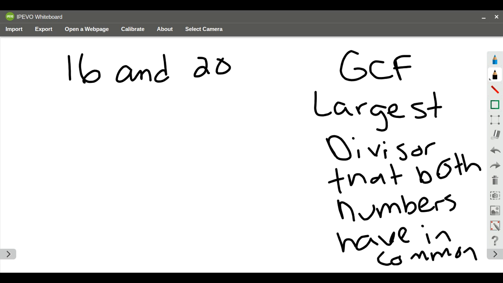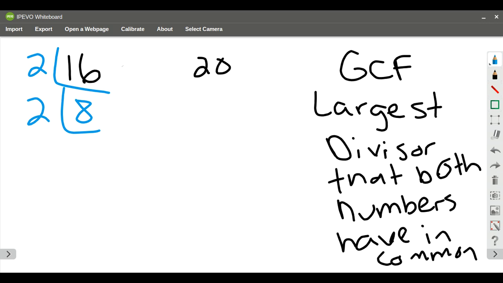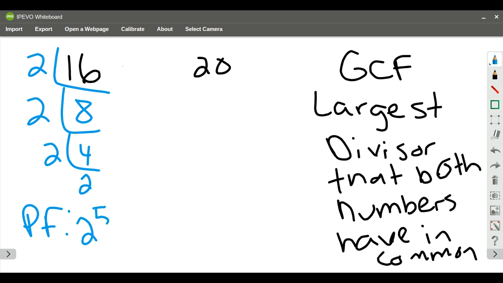So the first thing that we need to do is find the prime factorizations for 16 and 20. Let me just erase so I have room to work. When I start by looking at 16, I'm going to start with 2 because that's a prime factor. Then I get 8. 8 divided by 2 is going to be 4, divide out, I get 2. 4 divided by 2 is going to be 2. So my prime factorization is going to be 2 to the 5th power, okay?